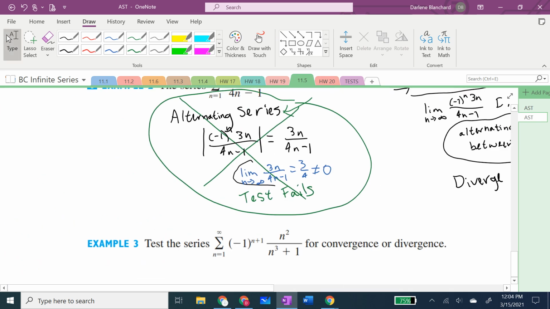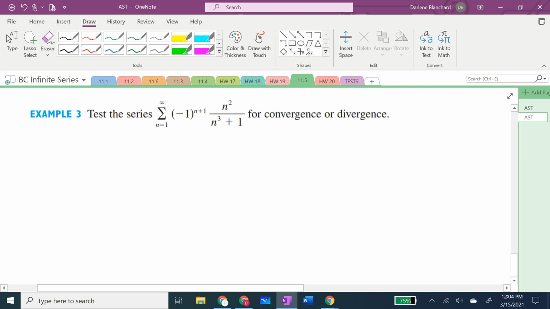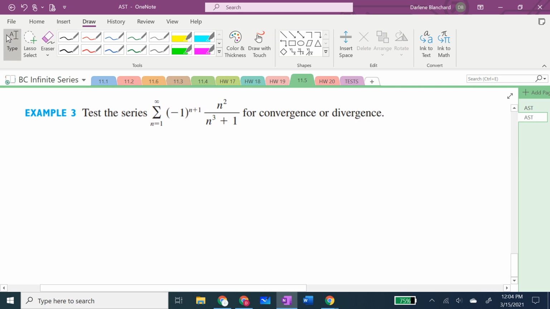I got one more example for you. And at this point, are you seeing that alternating series test is actually pretty fun? It's quick. It's easy to recognize. Most of the time, I should say. So remember, when you notice it's an alternating series, first state that, recognize it. And then explain the absolute value of the terms.